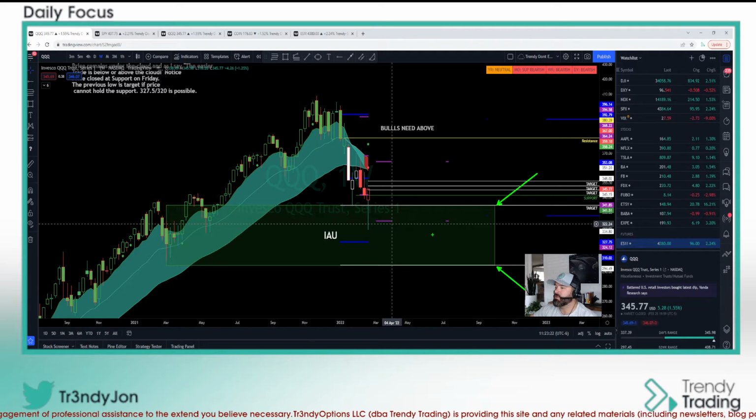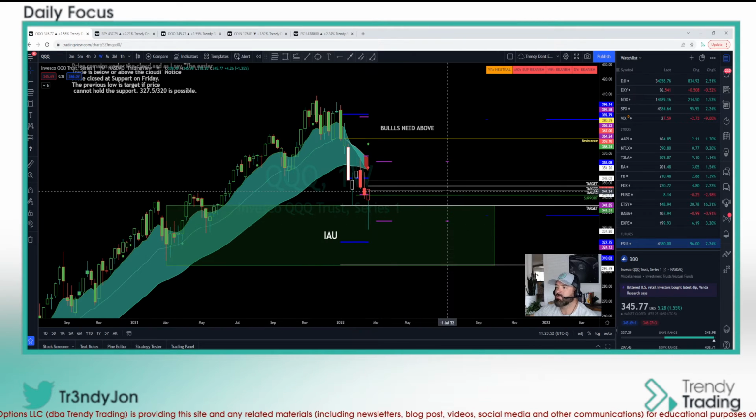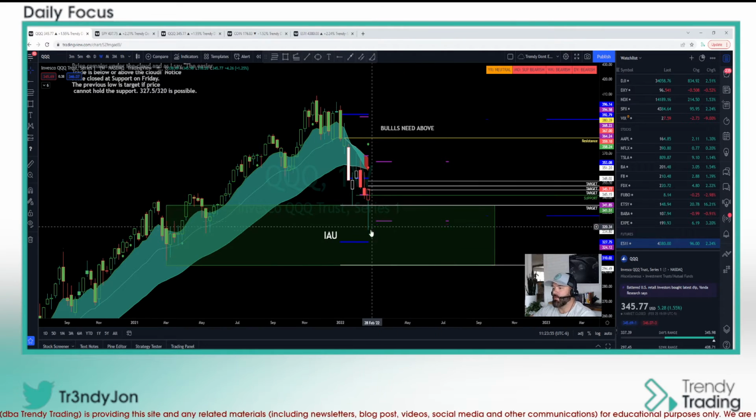Well, for me, I like the reclaims, or I like when price comes into one of my levels to the downside. All right. But again, most of those levels are proprietary to Trendy Trading, and you probably won't see them here unless I were to break it down to a lower time frame.